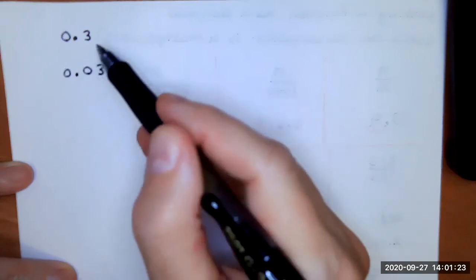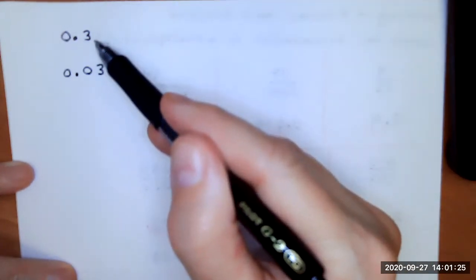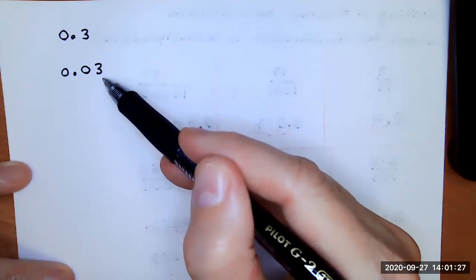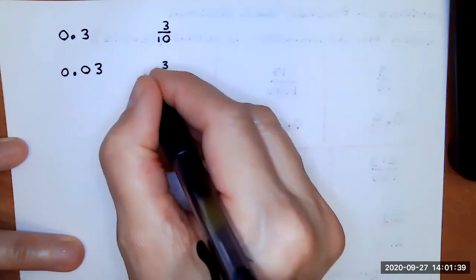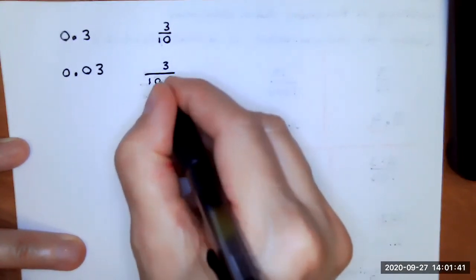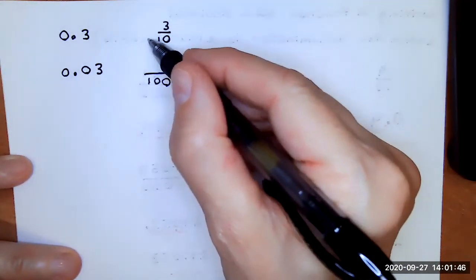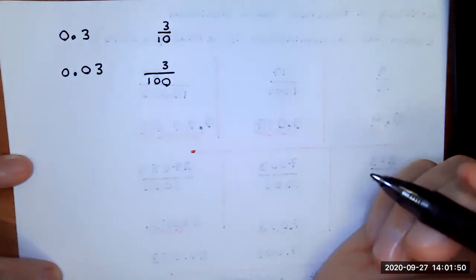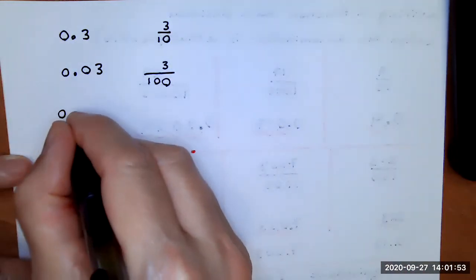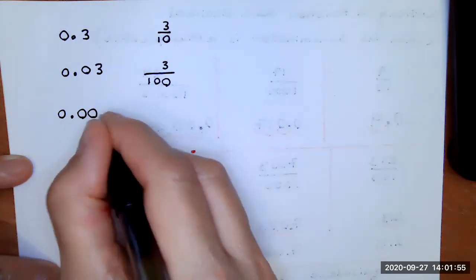So first, what do you think? Is 0.3 the same thing as 0.03? Let's write those as fractions. Would you rather have 3/10 of a cake or 3/100 of a cake? I would rather have 3/10 of a cake because you can see that that's more cake. So these decimals are not equivalent.